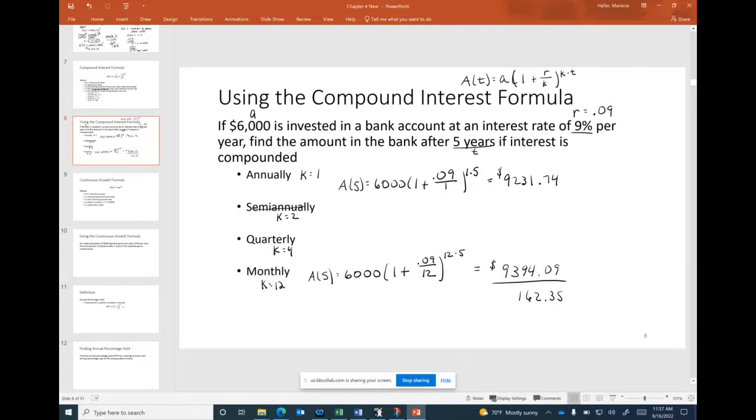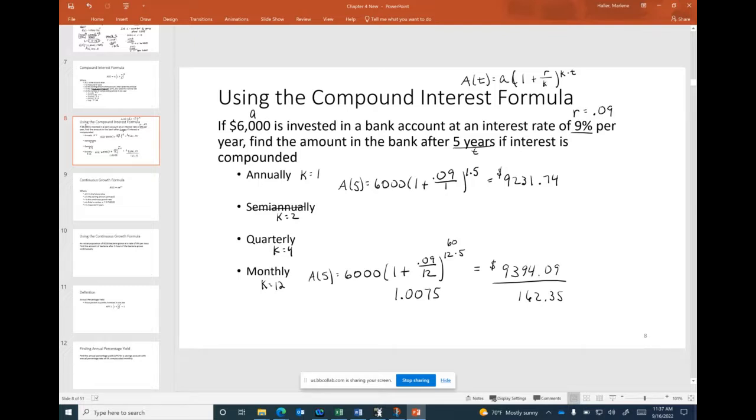So over time, even though that rate got watered down quite a bit, what is 0.09 divided by 12? It's only 0.0075, right? This was 2 zeros, 1.0075. That's a tiny little growth factor, just a tiny bit more than 1. But because the exponent was 60, we applied that tiny growth factor 60 times, right? And that increased our earnings by an additional $162.